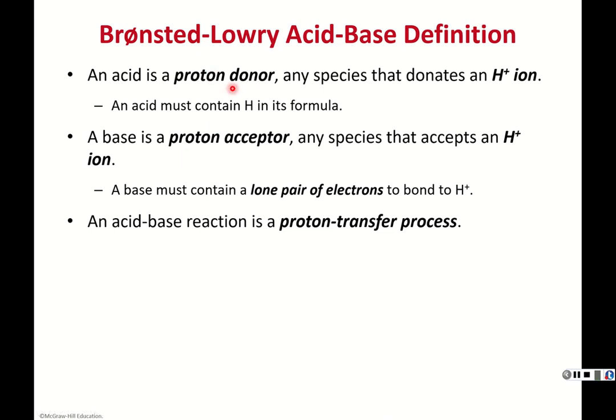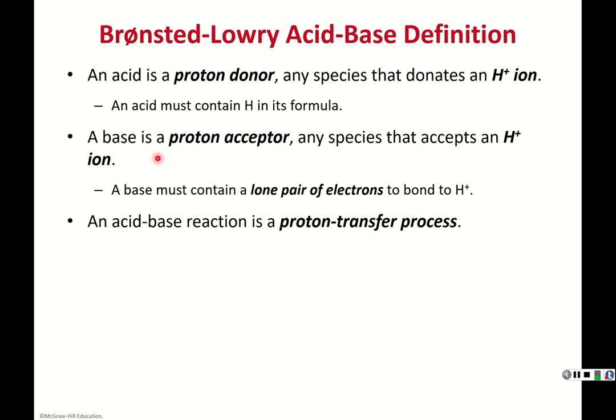Right, so a proton donor is an acid. So an acid, therefore, must contain hydrogen in its formula. But not everything that has hydrogen in its formula will be an acid, okay? It has to be ionizable hydrogen or ionizable proton. It has to be able to be given up to be an acid.